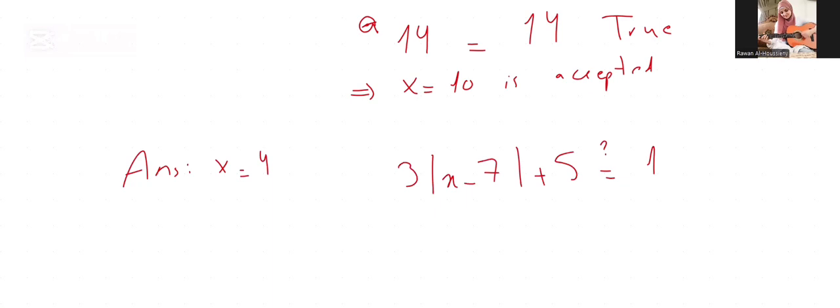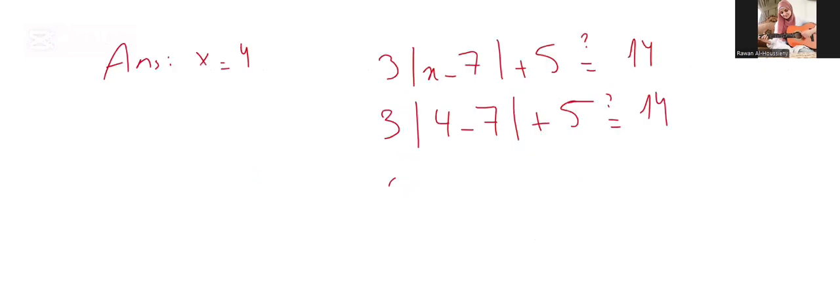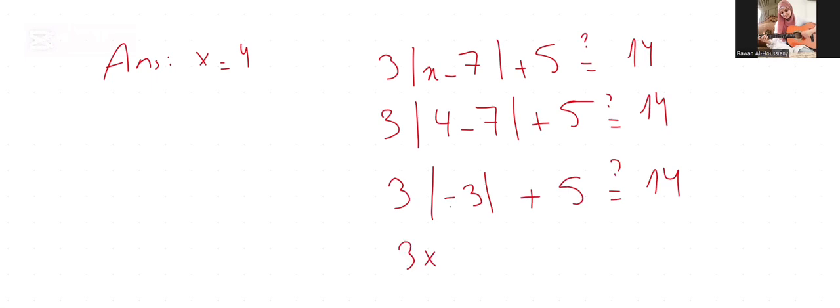Now for the second one, we got x equal to 4. We have to check. Now, answer check for x equal to 4. Our equation was 3 multiplied by the absolute value of x minus 7, plus 5. This is the original one, we substitute in it. Does it equal 14? So let's see. In place of x I will substitute 4 to see if it's correct or not. So we have 3 multiplied by the absolute value of 4 minus 7, which is minus 3 in absolute value, plus 5. Does it equal 14 or not?